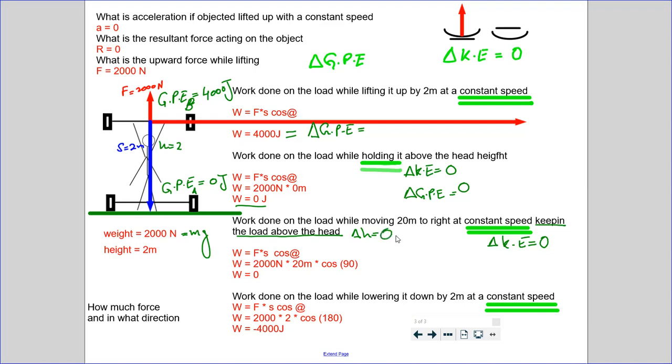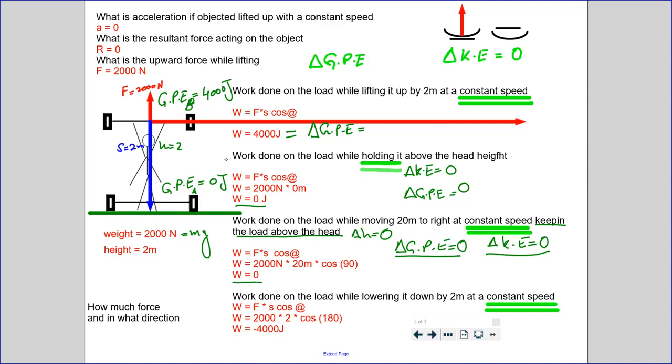So if there is no change in height, will there be any change in potential energy? Will there be any change? That's right, Fatma. Aisel, will there be any change in potential energy if there is no change in height? So no change in potential energy, no change in kinetic energy, so no energy transferred. So if there is no energy transferred, how much is the work done? 0. Got it?